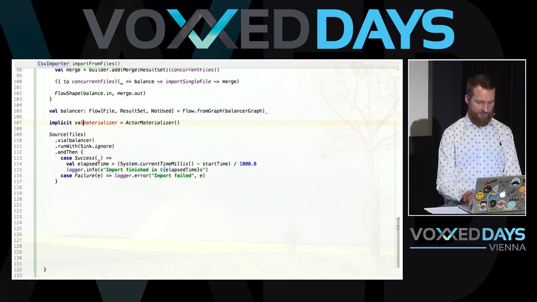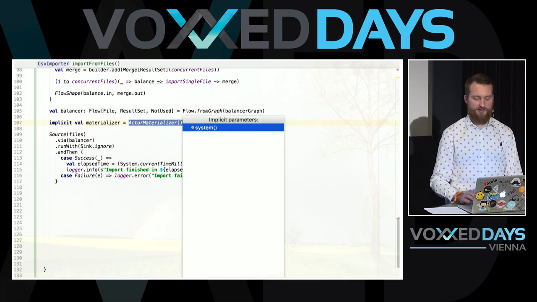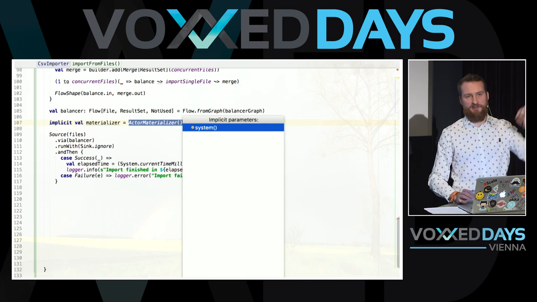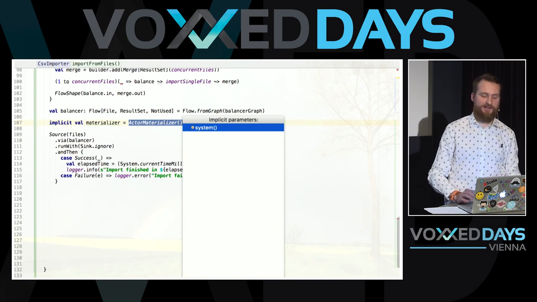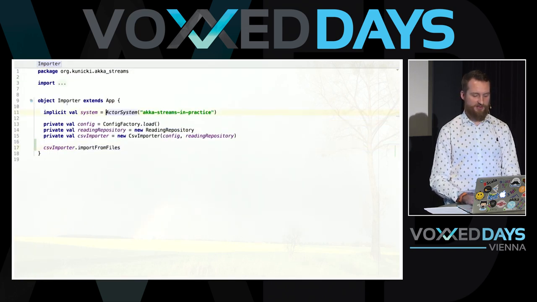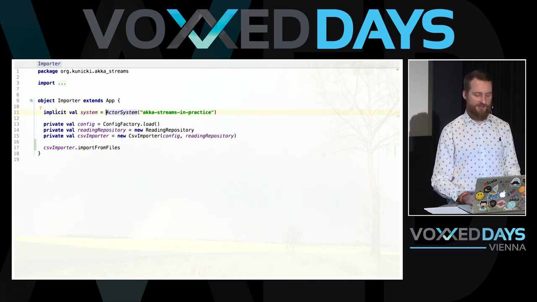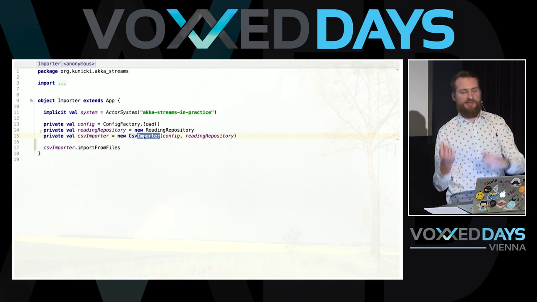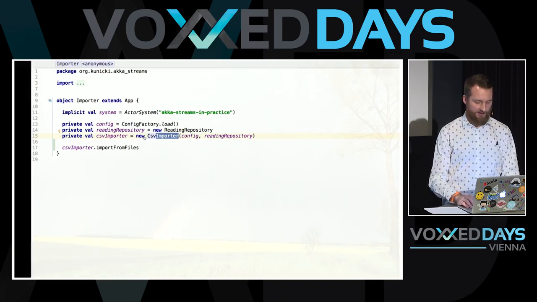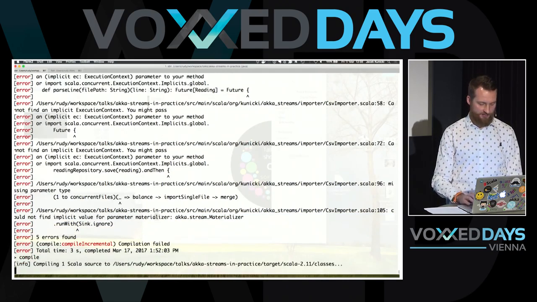And it's a value. And here you can see that the actor materializer takes an implicit actor system, but we've already defined an implicit actor system in the class definition, so we'll have it here. And where the actor system comes from is here. In our application, we define an actor system for the application. It's an implicit value. So when we create a new instance of the CSV importer here, it is passed as an implicit value, so it's provided there. So let's get back to the compiler.